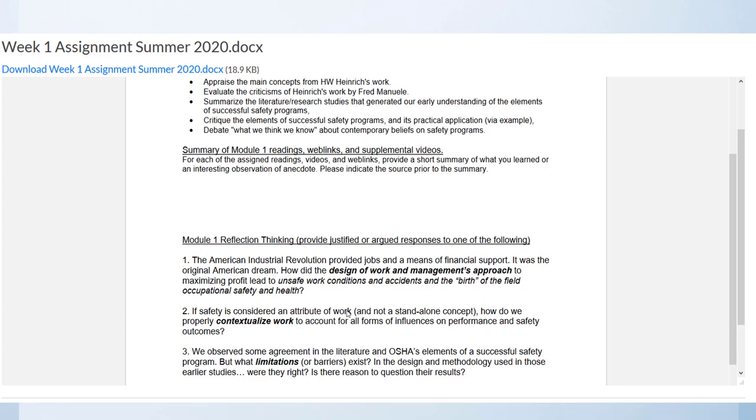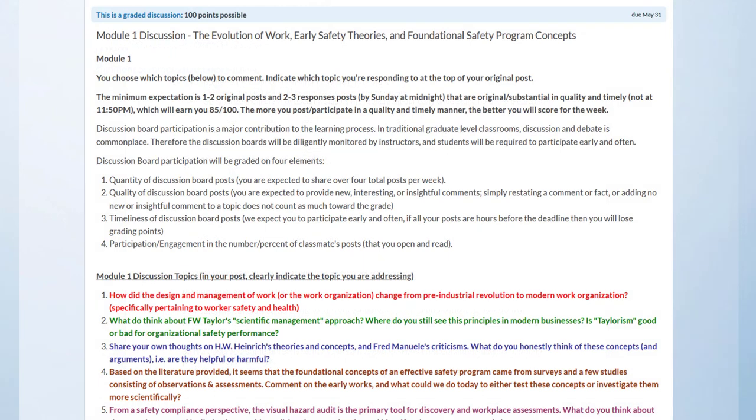Just choose one of them and write about it. It's a way for me to assess: are you taking the stuff at its surface value, or are you really thinking deeply? Are you connecting to it? And that's what that's all about.